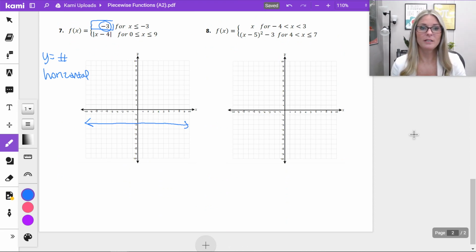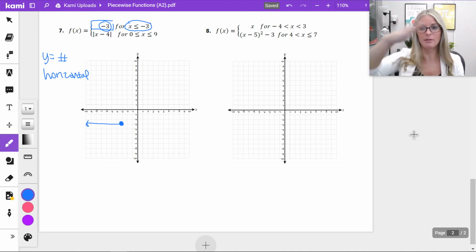We are looking for only where our x value is less than or equal to -3. So look in here, I would have a solid circle and everything left of that. So let me regraph that like so. So f of x equals -3.